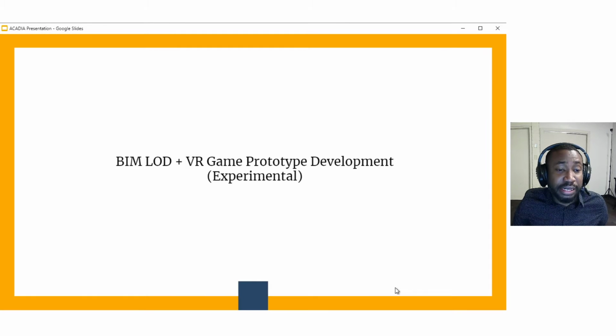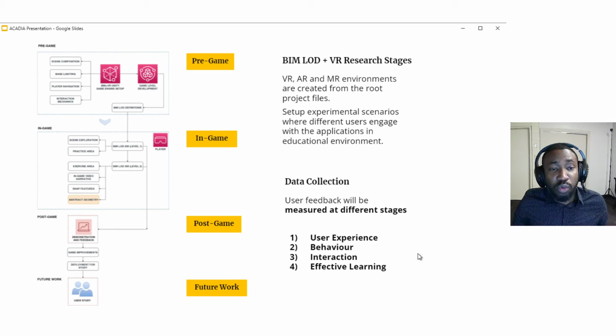And here basically is the process through which we went about our prototype development. We split our research into mostly three stages and future work. For the pre-game stage, we made all the assets and components that we needed to set up the virtual environment and learning content. Then we proceeded to develop the in-game experience, which means the users could step into the game, explore the scenes, go to a practice area, and go to an exercise area to use the game.